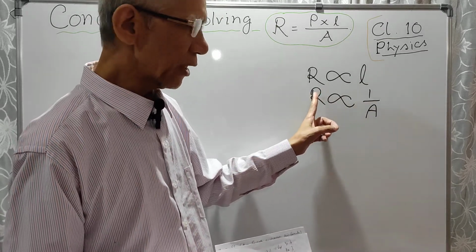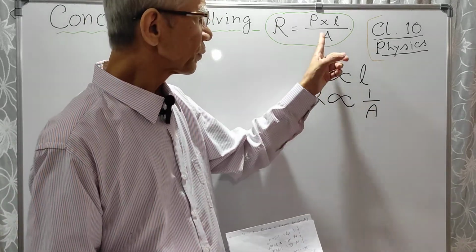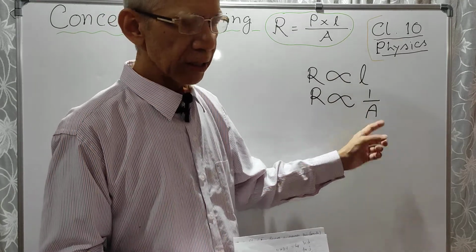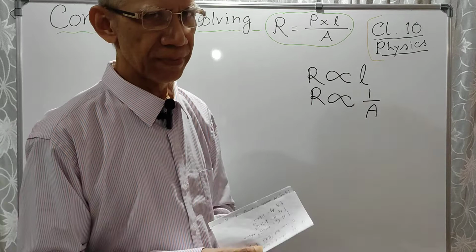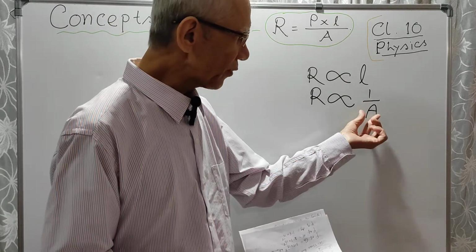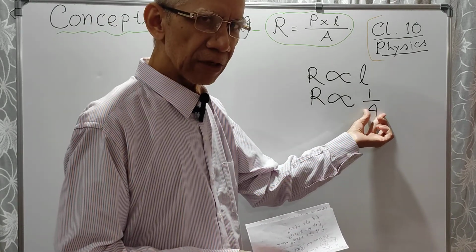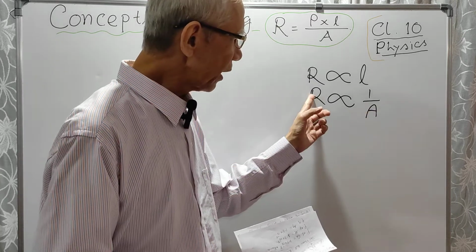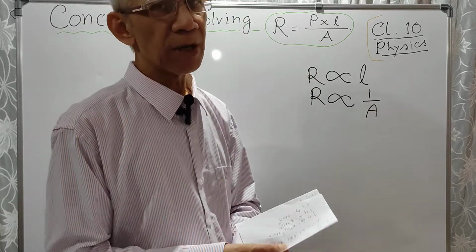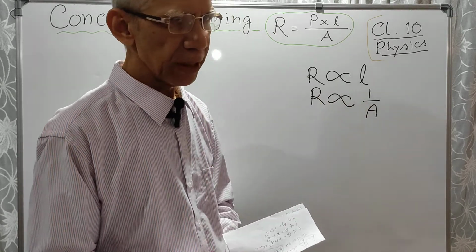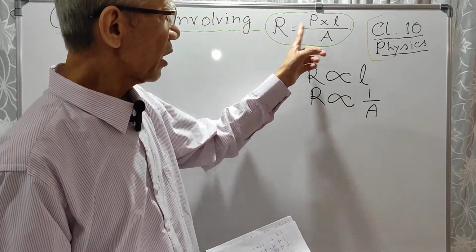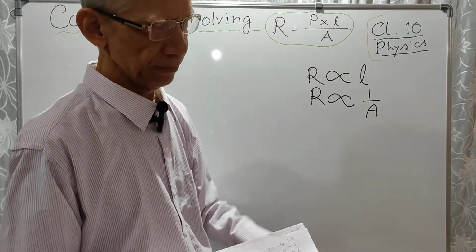Now, this is inversely proportional. Resistance of the conductor is inversely proportional to the cross-sectional area. If you double the cross-sectional area, then resistance will become half. If you make the cross-sectional area half, then resistance will increase to double, because it is opposite, inversely proportional. So, this is the relation between R and L, and R and A.